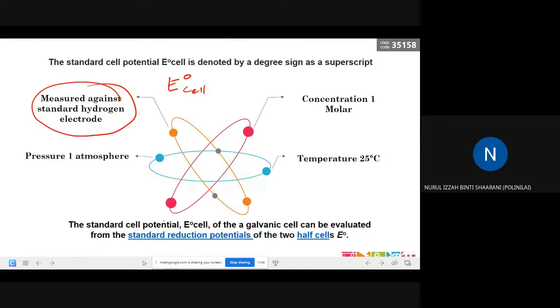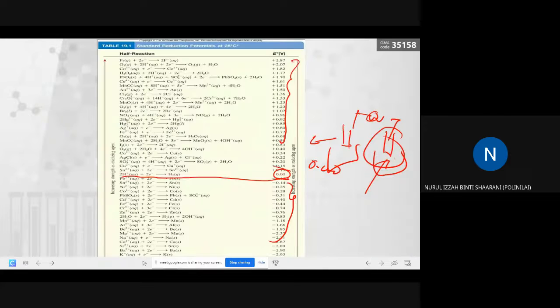Okay, and then pressure 1 atm, concentration 1 molar, and temperature 25 degrees Celsius. So the standard cell potential E0 cell of the galvanic cell can be evaluated from the standard reduction potential of 2 half cells. Standard cell potential ni berdasarkan standard reduction potential yang kita ada nilai dia lah dekat sini. Daripada sinilah nak tengok untuk oxidation, nak tengok untuk reduction, can refer here.